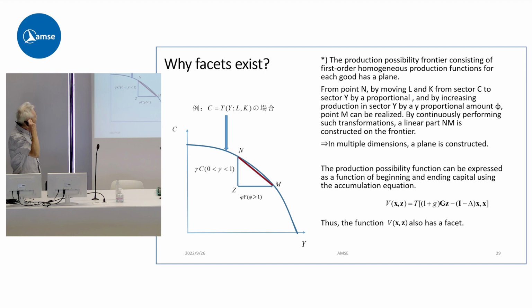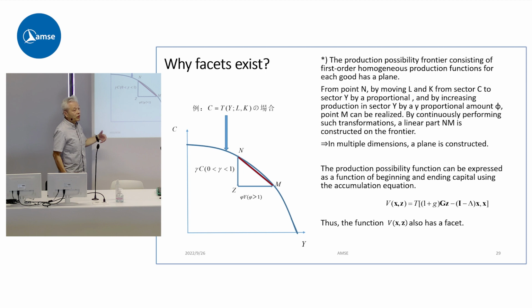Then the problem is this one. Why does the facet exist when we're considering these standard neoclassical production functions, the constant returns to scale neoclassical production function? This is the simple explanation, I think. If you have this, then you scale down. Scaling down means that this is constant returns, so you can scale down anyway.